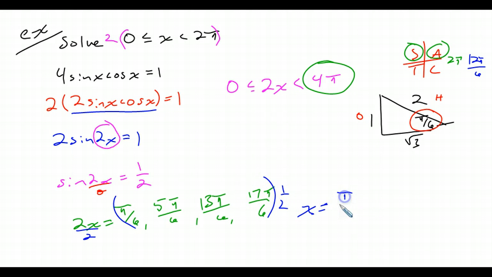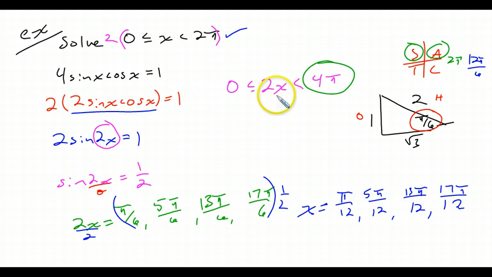So really this will be pi over 12, 5 pi over 12, 13 pi over 12, and 17 pi over 12. So that now all of my angles are between 0 and 2 pi, because I divided it by 2, and they will all check out.